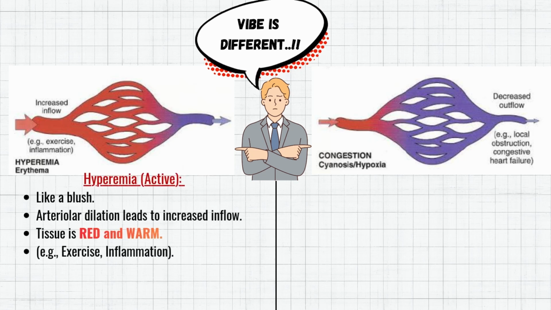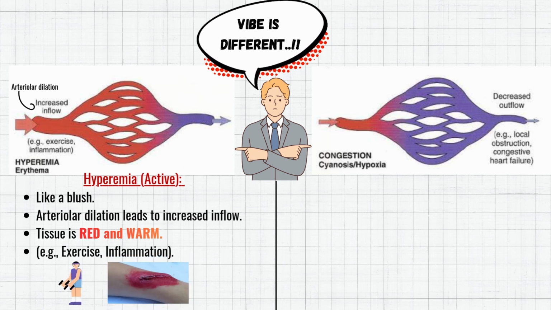Hyperemia is the active process. It's like a blush. Arteriolar dilation leads to increased inflow. Tissue is red and warm, for example in exercise or inflammation.